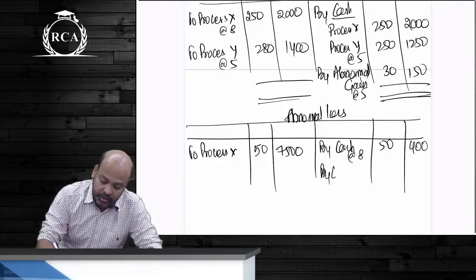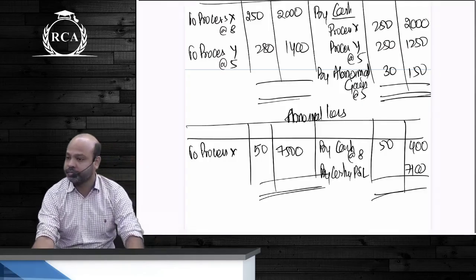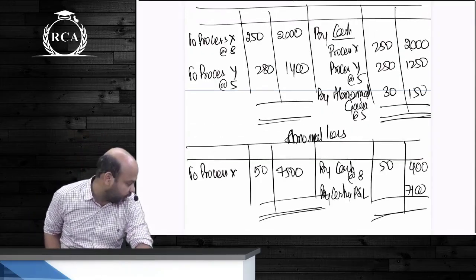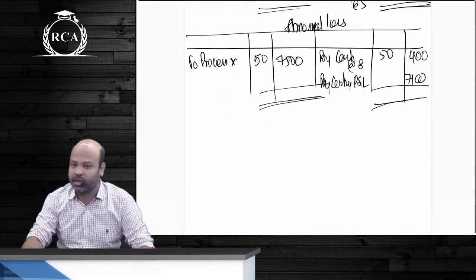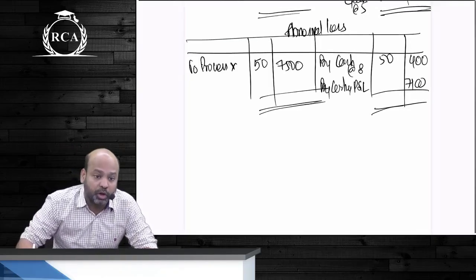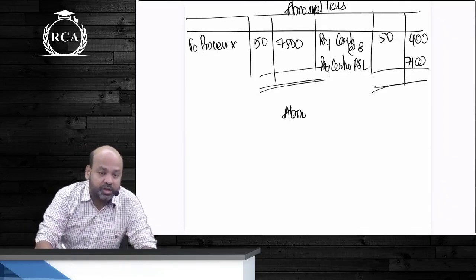How much will be transferred to costing P&L account? 7,100. Please check if you all got this abnormal loss. Total cost of abnormal loss is 7,500, beta, out of which 400 is the amount of cash realization. The remaining 7,100 will go to costing P&L account. This is abnormal loss. In abnormal gain also, beta, similar calculation.